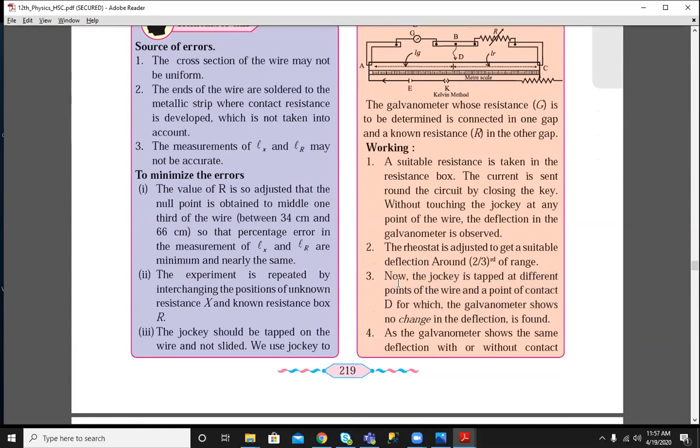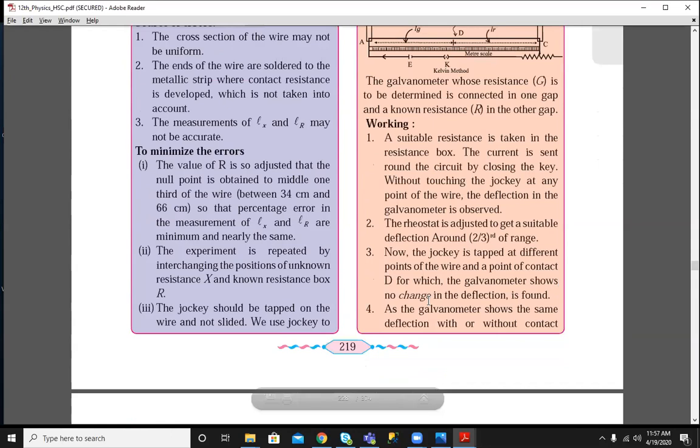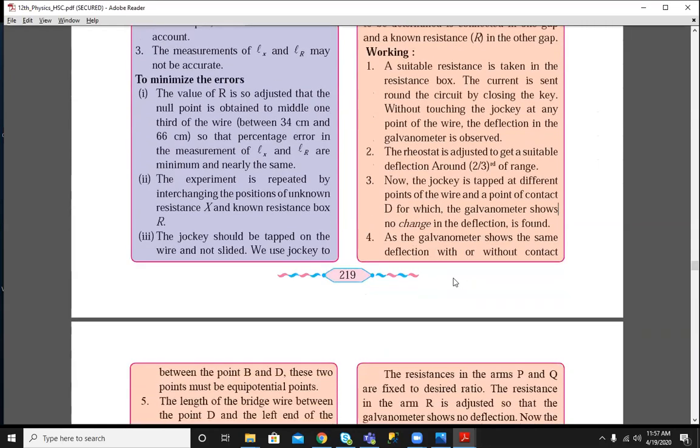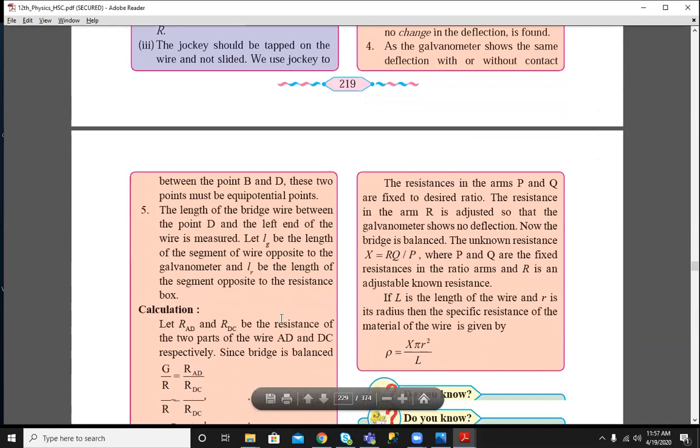What is the method saying? Now the jockey is tapped at different points of the wire, and a point of contact D is found for which the galvanometer shows no change in the deflection. As the galvanometer shows the same deflection with or without contact between the points P and D, these 2 points must be equipotential points.